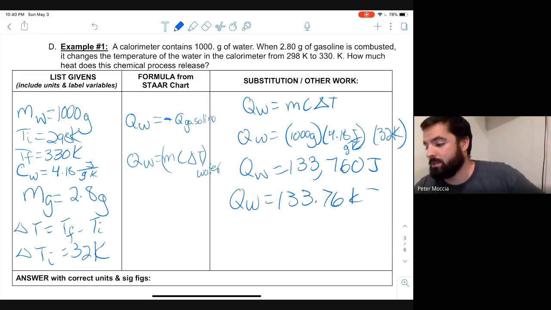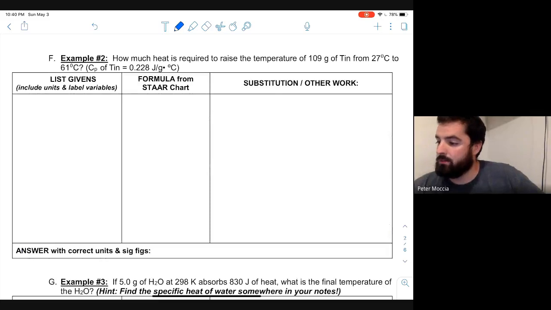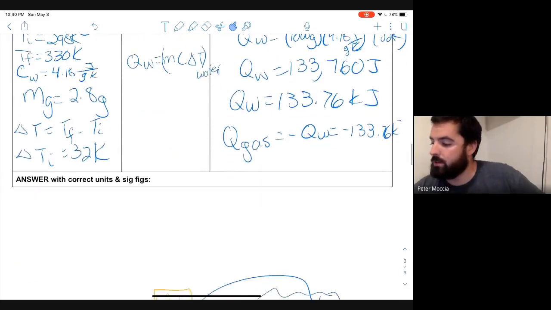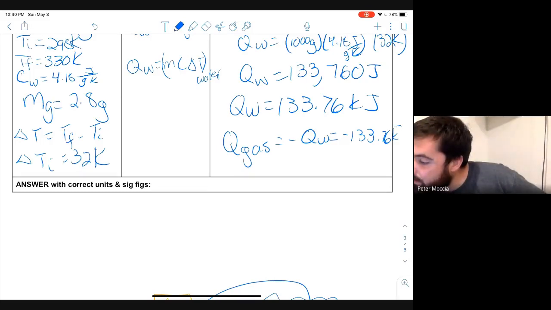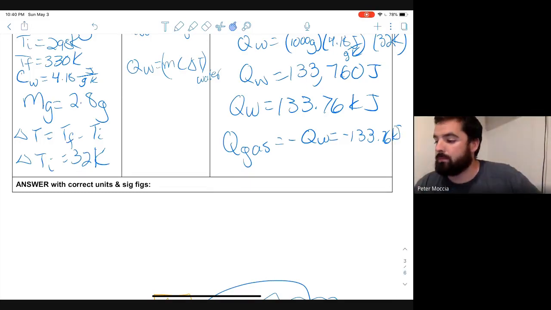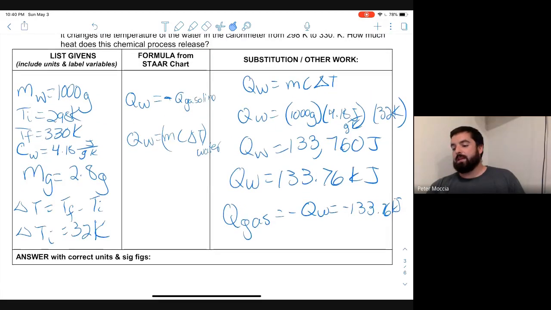Oftentimes when it's this big, we'll say Q water is equal to 133.76 kilojoules. And then we'll say the Q of the gasoline is equal to the negative Q of the water. So that's negative 133.76 kilojoules. So that's how we find the amount of heat that the gasoline loses.